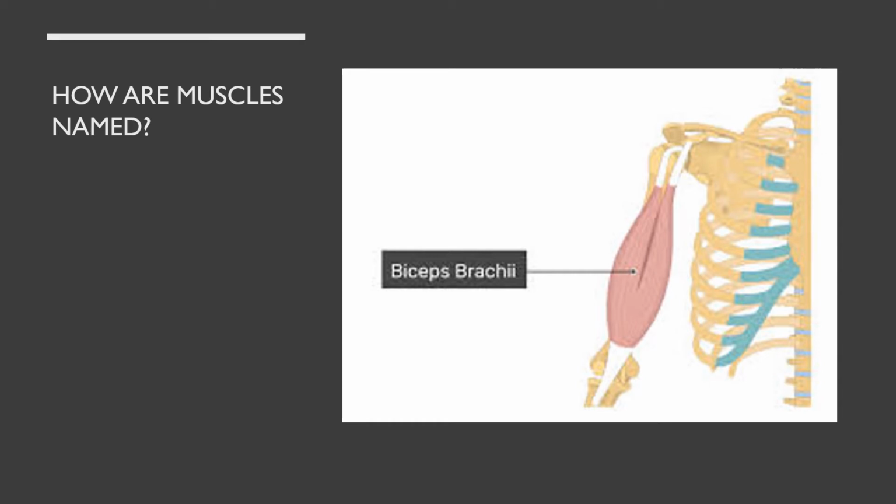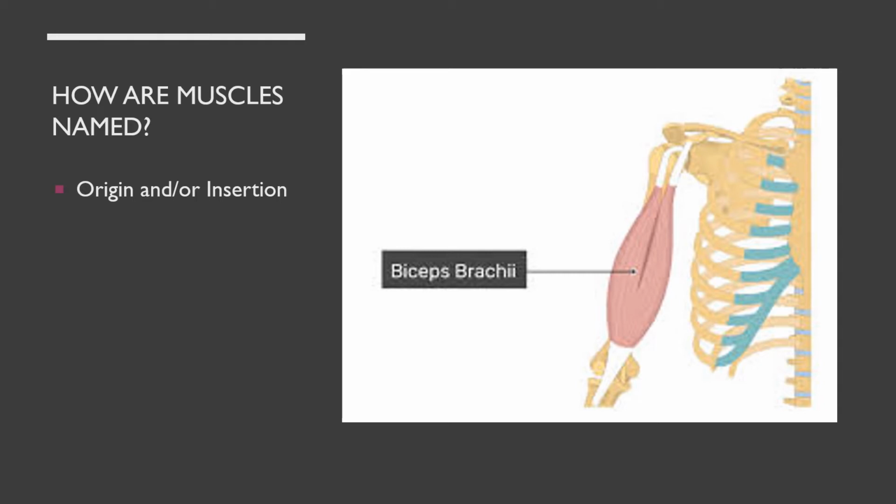So, how are muscles named? Well, a variety of different ways. One of the ways that muscles are named is by their origin and or their insertion. And by this, what we mean is where they come from or where they end.